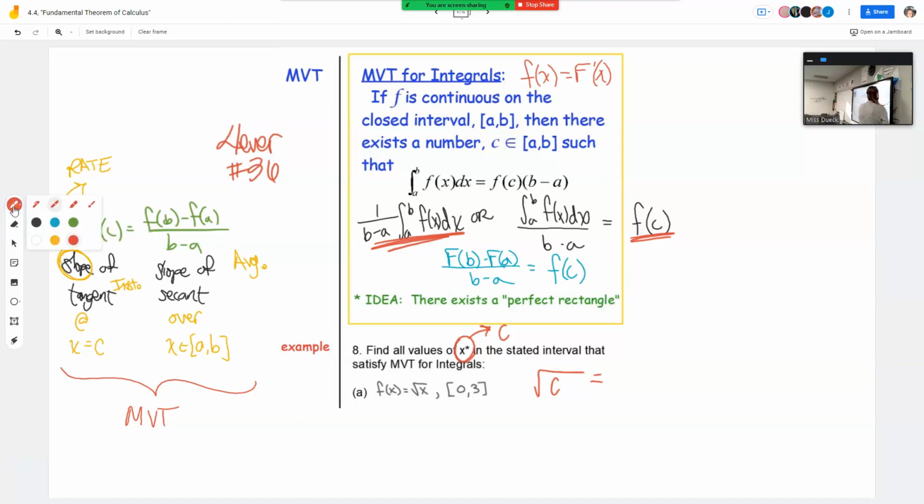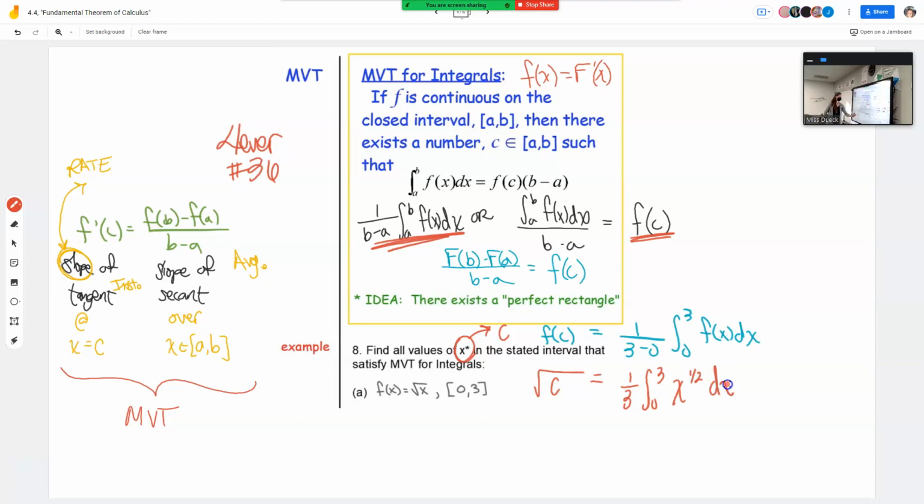what am I supposed to be writing? This dude. f of c is equal to 1 over b minus a, which in this case would be 3 minus 0, times the definite integral from 0 to 3 of f of x dx. Let's write them. So that'd be 1/3, the definite integral, 0 to 3. Why am I writing it x to the 1/2, cool kids? Come on, show off, you got this.